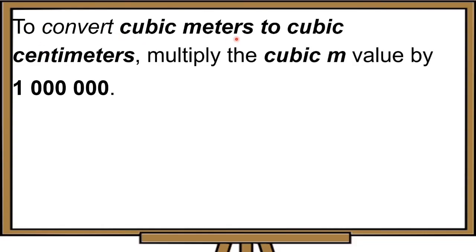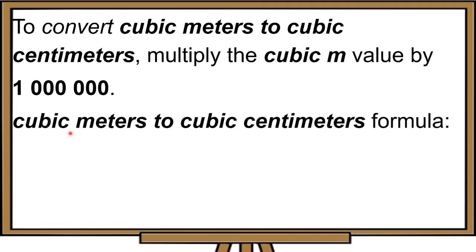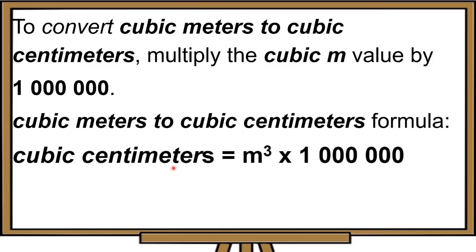To convert cubic meters to cubic centimeters, you need to multiply the cubic meter value by 1 million. So, yung kanina, kapag ka cubic centimeters to cubic meters, dinidivide natin sa 1 million. Kapag ka naman cubic meters to cubic centimeters, imumultiply natin sa 1 million. Cubic meters to cubic centimeters formula is cubic centimeters is equals to cubic meters times 1 million.